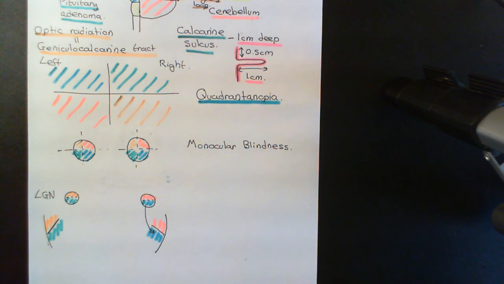So that's the quadrantanopias. Okay, so that finishes my coverage of the different lesions to the central visual pathway, those 4 different types: monocular blindness, bitemporal hemianopia, homonymous hemianopia, and the quadrantanopias.